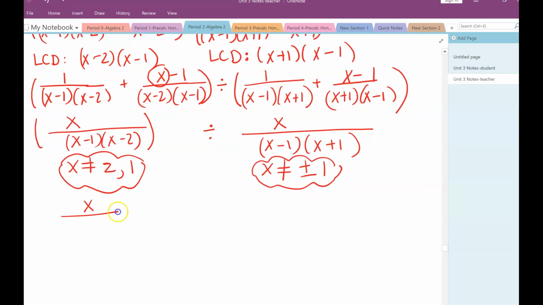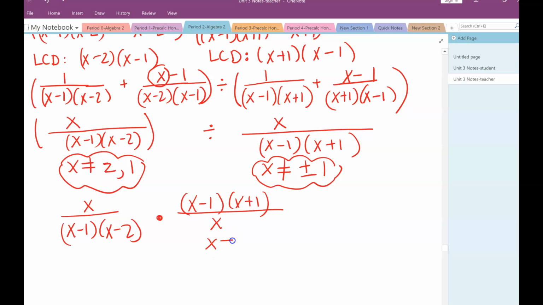So x all over x minus 1 times x minus 2 multiplied by the reciprocal. So now this is on the bottom. Now box that up. No? Simplify. By the way, should I say this restriction? This x can never ever be what? 0. Can we cross out the what? And then this x. Final answer.